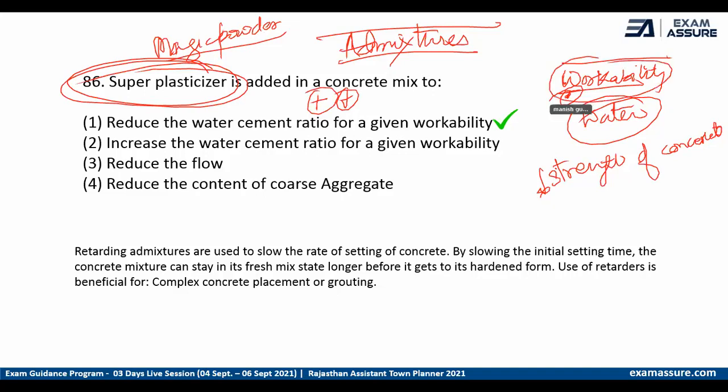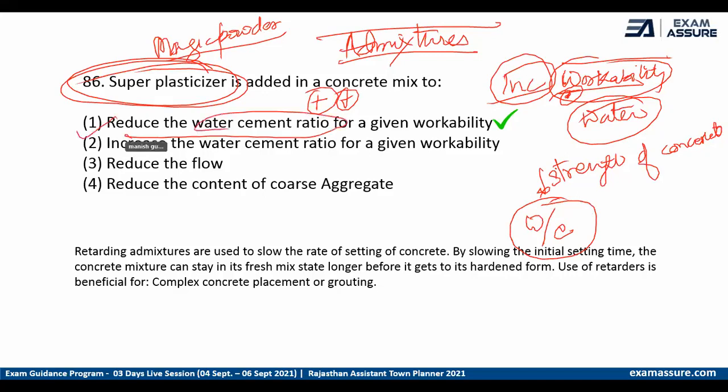increases the workability. Since the workability is increased, the water to cement ratio could be decreased. So hence, in this question, it is used for reducing the water to cement ratio, since we add the plasticizer.